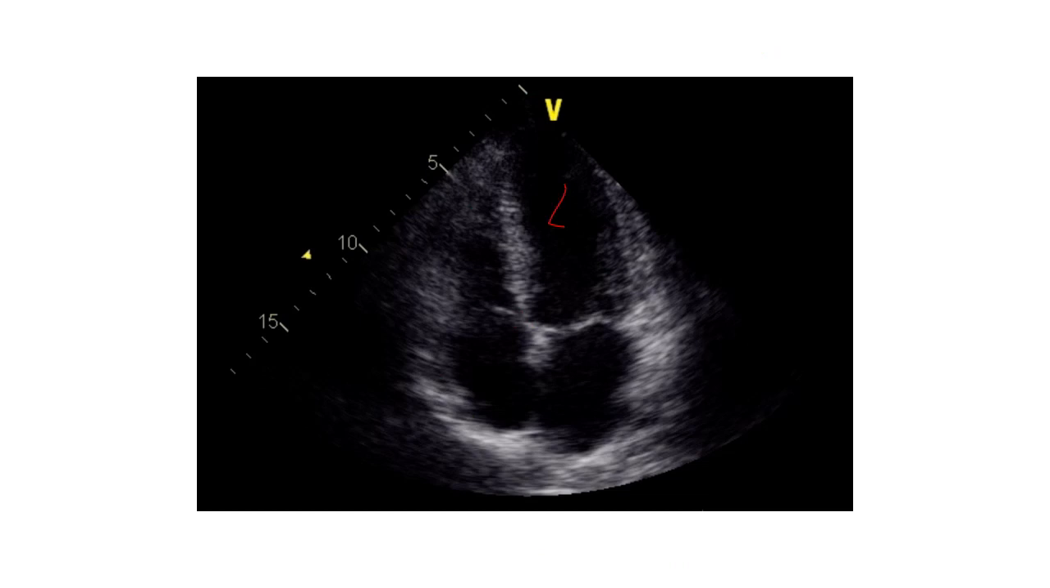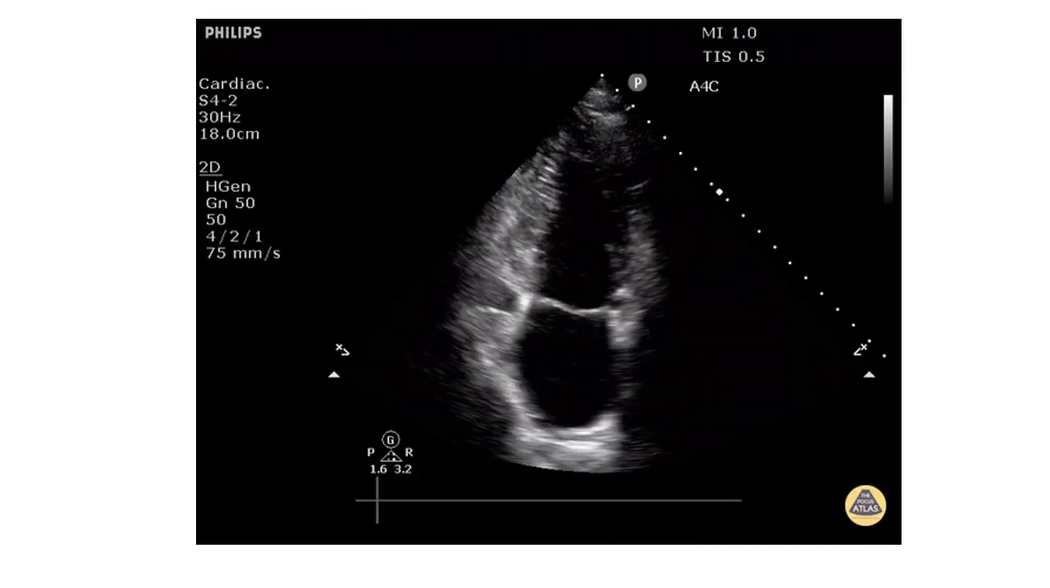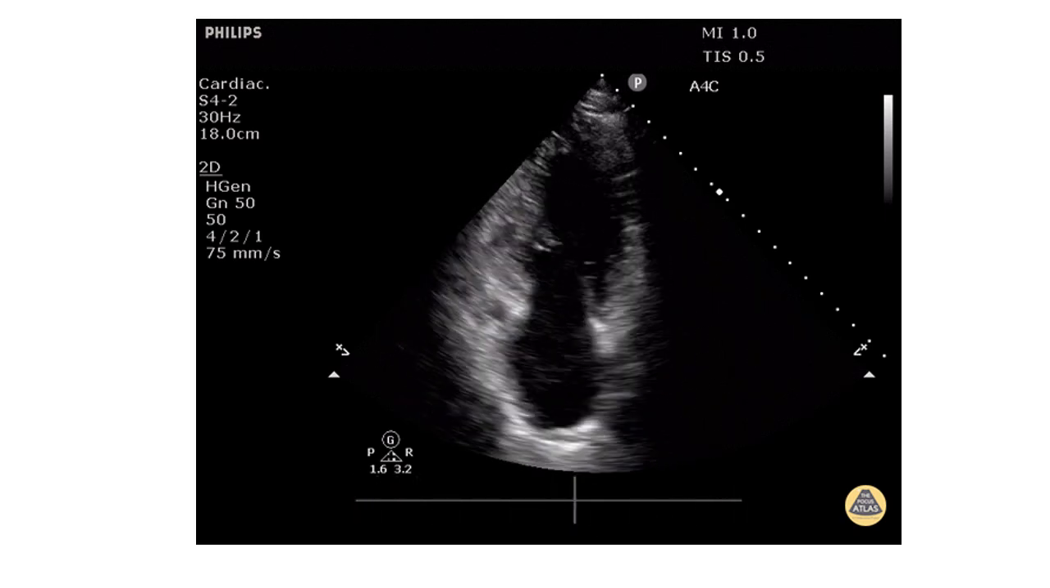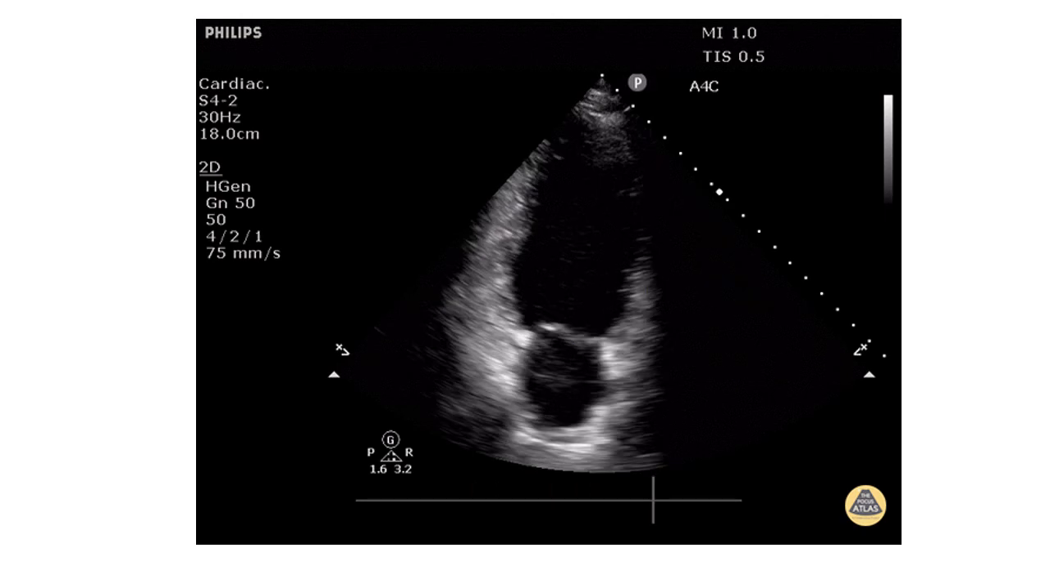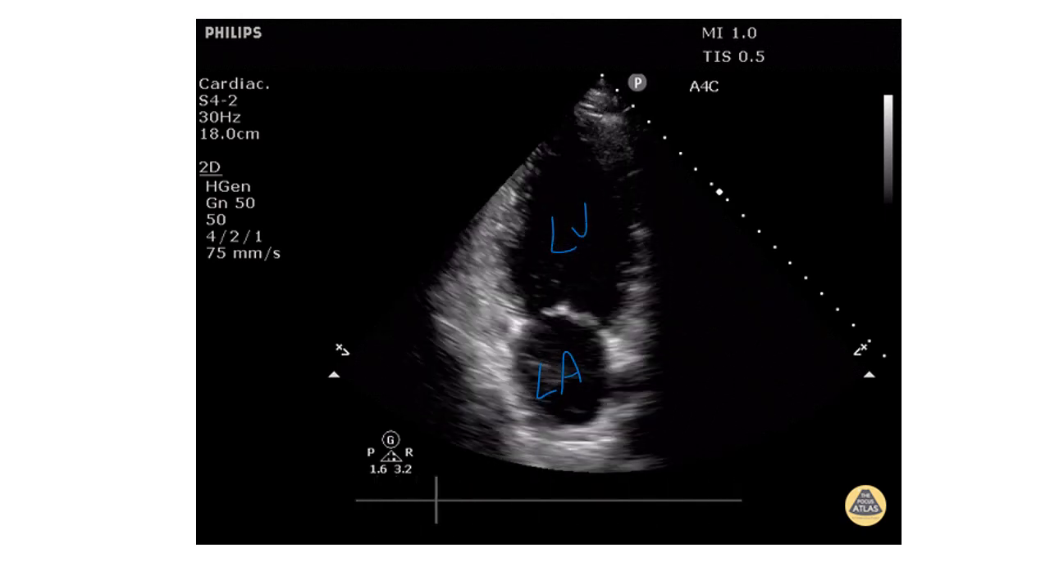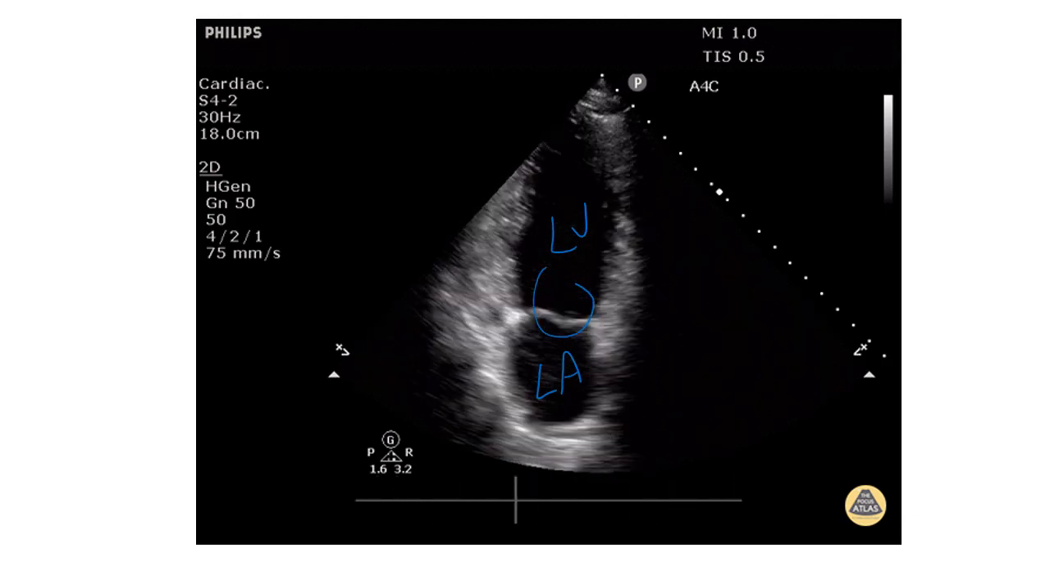Again, this is the LV, this is the left atrium, this is the right atrium, this is the right ventricle, this is the interatrial septum, this is the interventricular septum, this is the mitral valve, and this is the tricuspid valve. This is the apical 2-chamber view. The apical 2-chamber view is obtained by rotating the probe 90 degrees, and we get only the left atrium and the left ventricle, and this is the mitral valve.